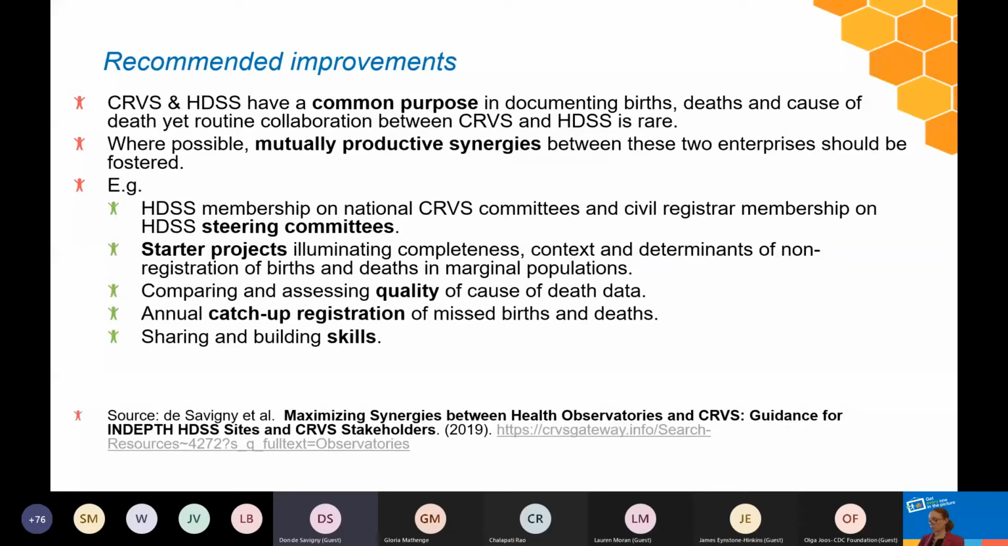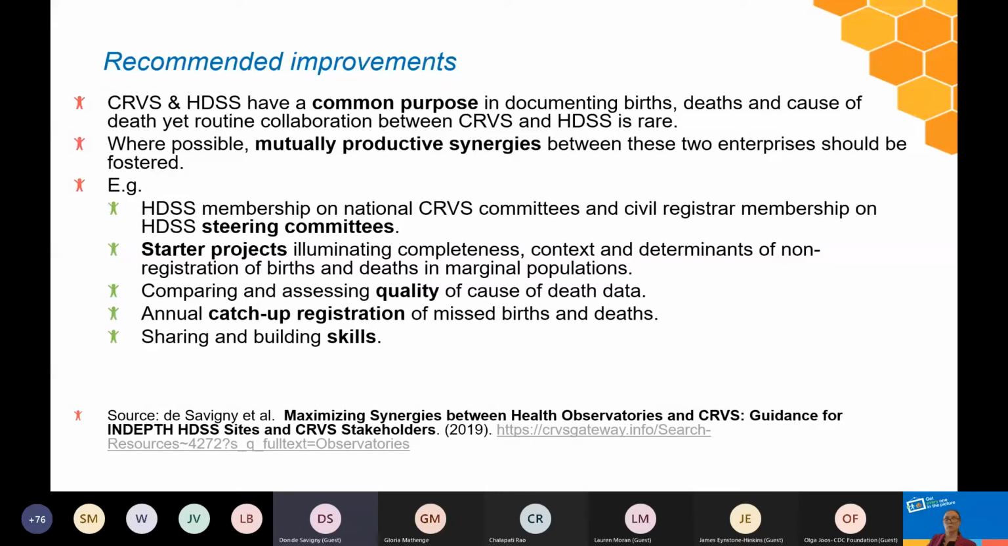Simple things could be done, such as co-membership on CRVS national steering committees and on the HDSS steering committees, just some cross-membership there. Some starter projects, like the ones I showed you, would look at completeness and the context, and particularly the determinants of non-registration of births and deaths in these marginal populations. These are the hardest to reach populations where these HDSS sites exist, so they're very useful for looking at the worst case situation. Also for comparing and assessing quality of cause of death data, because the intensity of effort in an HDSS site is very high.